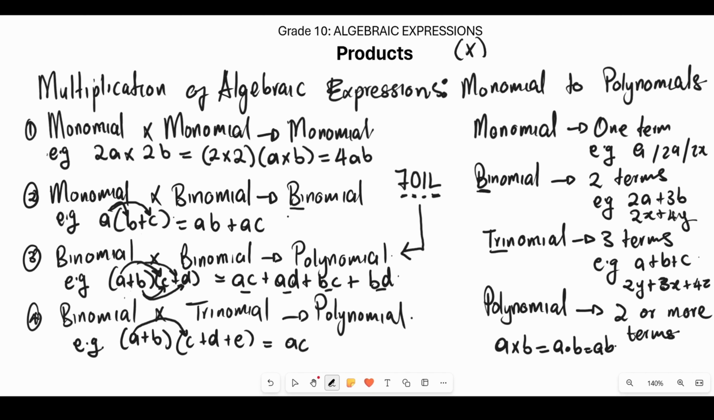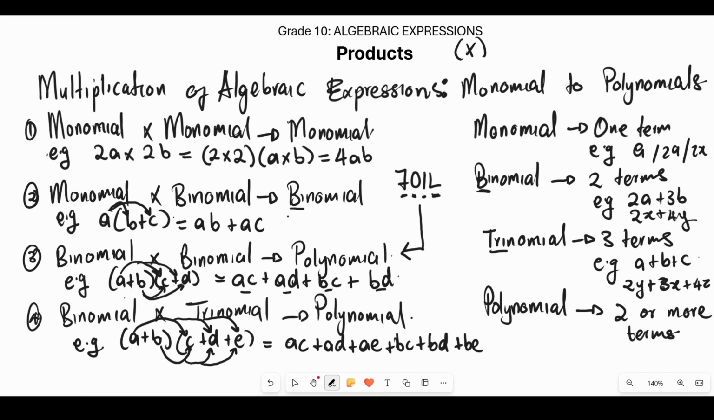A multiply C, it's going to be AC. A multiply D, it's going to be plus AD. Then A multiplying E, which is going to be plus AE, plus B multiplying C, it gives you BC. Then also B multiplying D, it's going to give you BD. I'm putting them into alphabetical order. Then B multiplying E, it's going to give you BE. So that is the context. If you can check there, how many terms do we have? We have 1, 2, 3, 4, 5, 6, which is 6 terms. So that is the whole context of algebraic expressions under products.